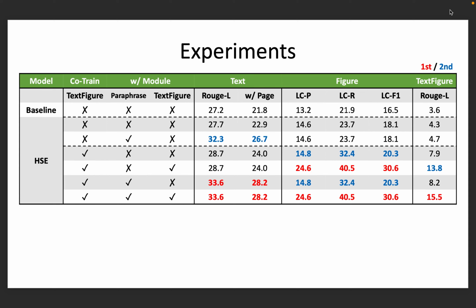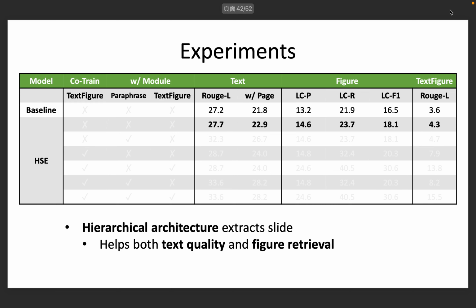And here is the overall performance of all ablation settings. The number in red color is the best one, and in blue is the second one. We first compare the baseline slide extractor and the hierarchical HSE. In general, HSE outperforms in all aspects of text-only, figure-only, and text figure, which shows that the hierarchical progress tracker does help both text quality and figure retrieval.